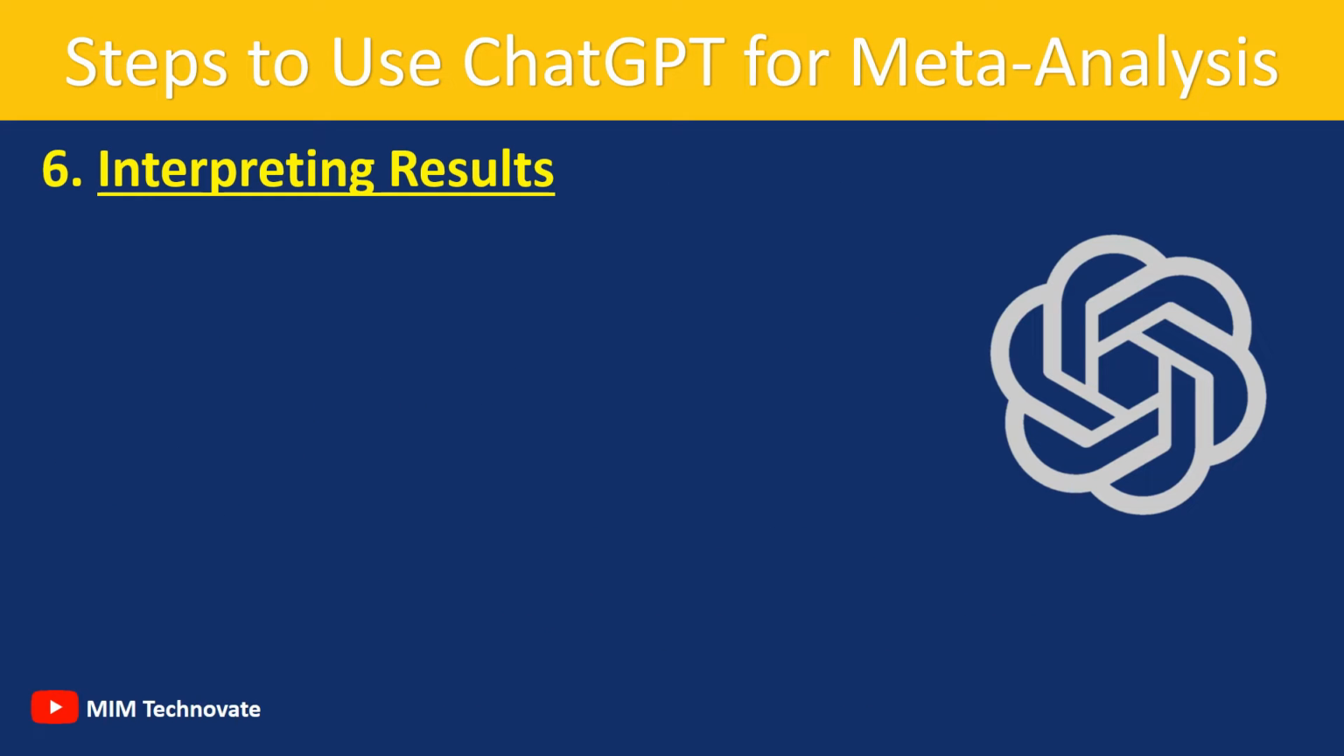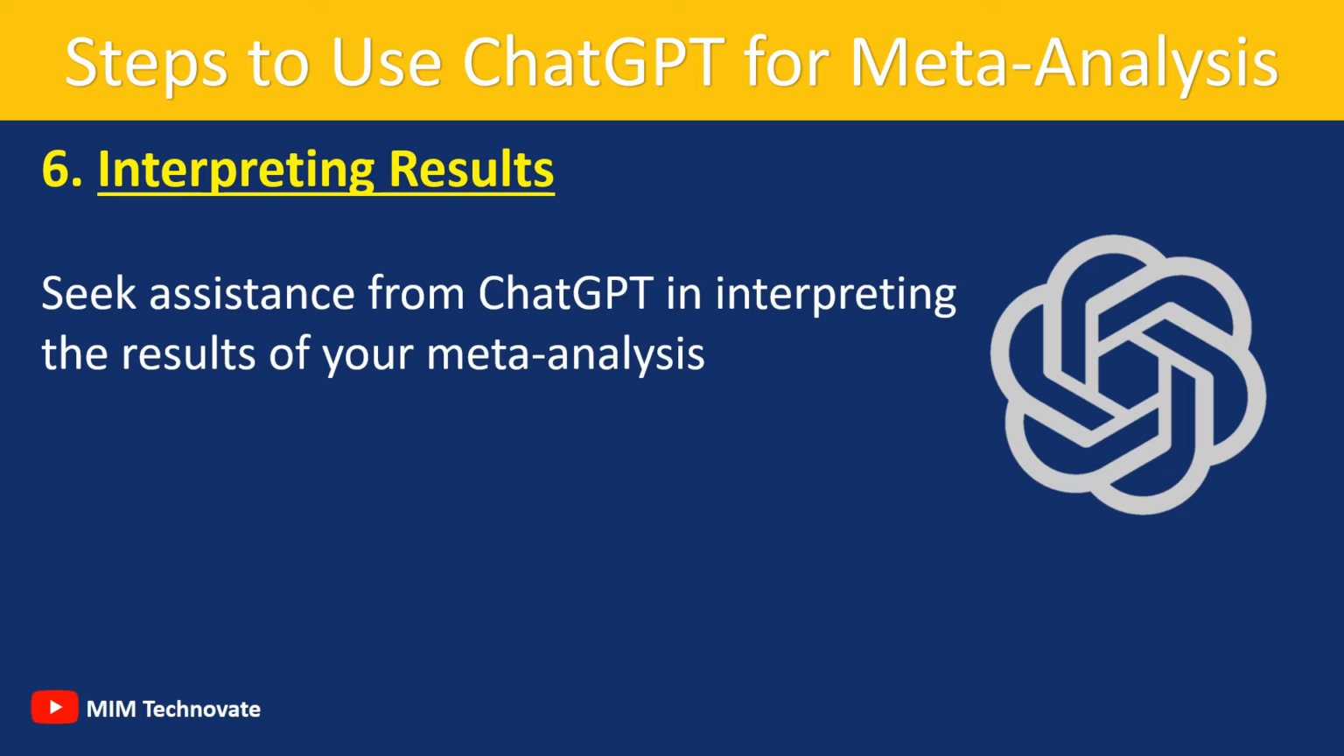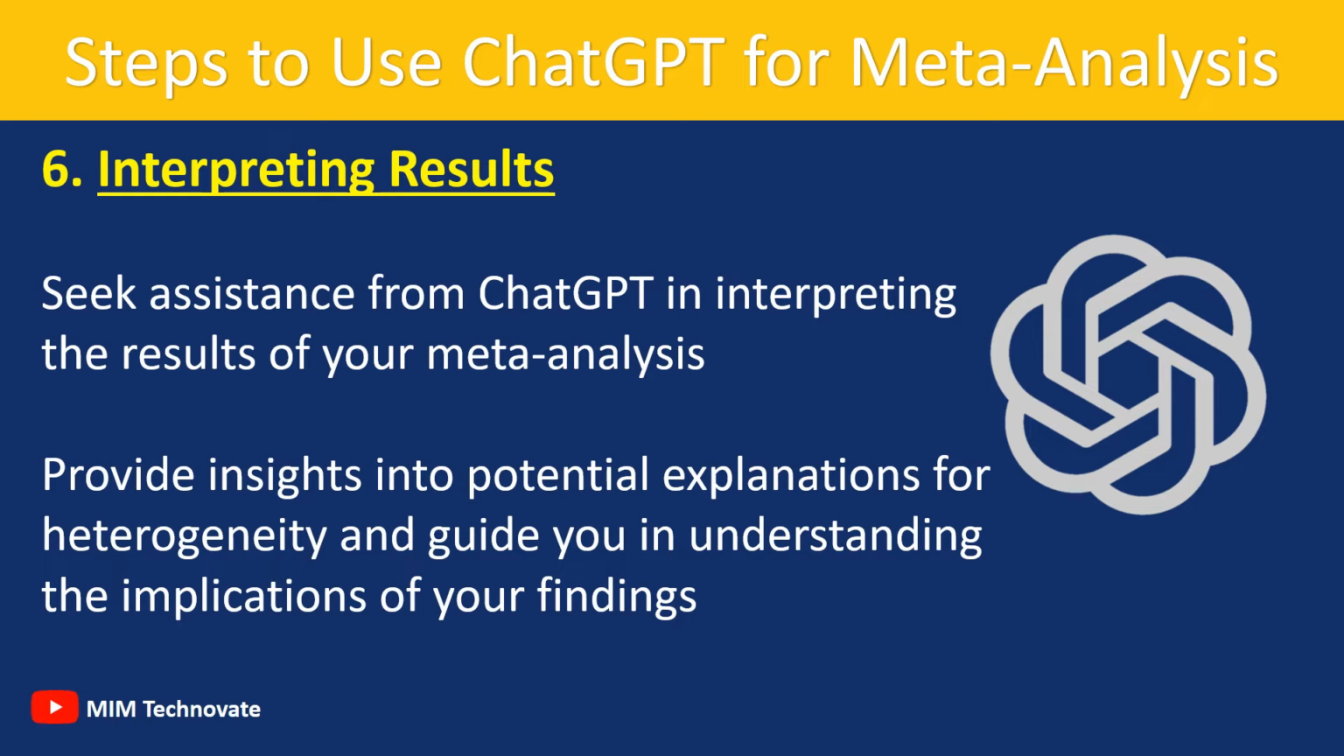Number 6. Interpreting results. Seek assistance from ChatGPT in interpreting the results of your meta-analysis. The model can provide insights into potential explanations for heterogeneity and guide you in understanding the implications of your findings.